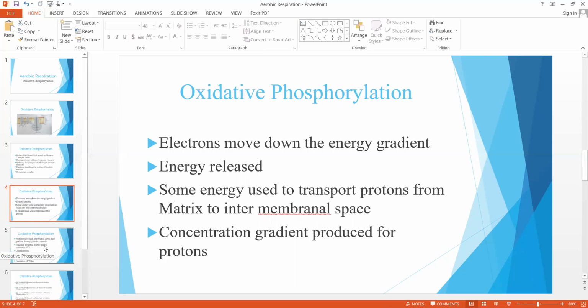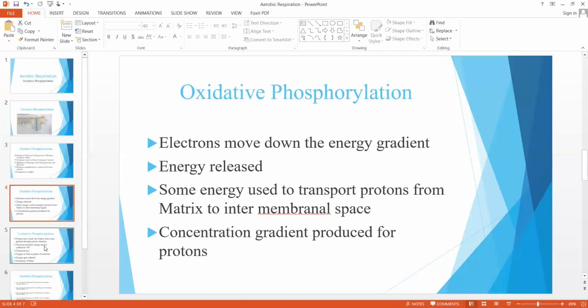Now, theoretically, how many ATP molecules are produced in oxidative phosphorylation? The question comes over there. Theoretically, 3 molecules of ATP can be produced from each molecule of reduced NAD, and 2 molecules of ATP from each molecule of reduced FAD, right?